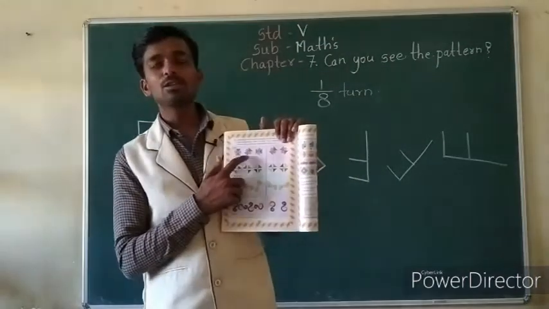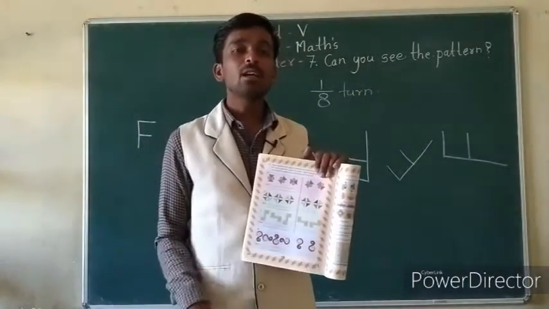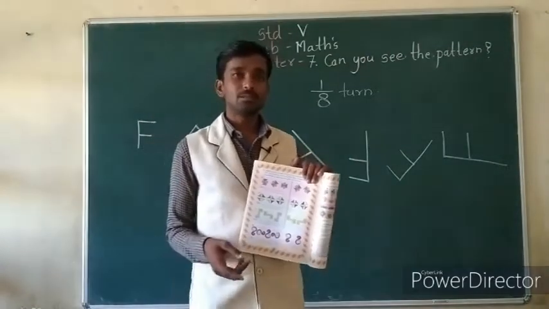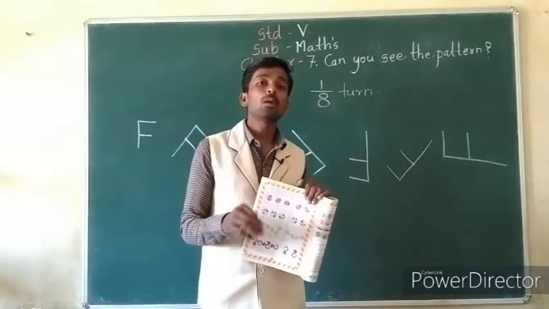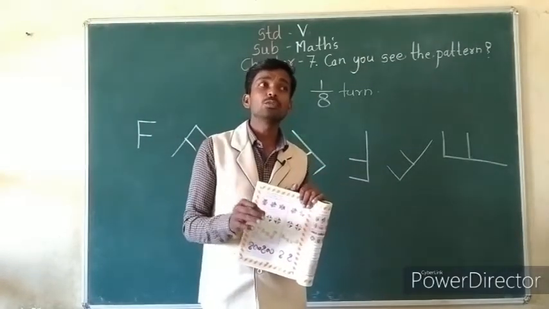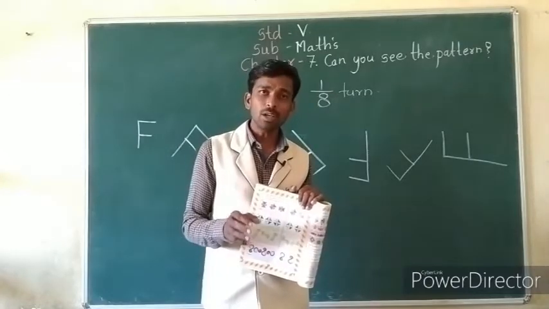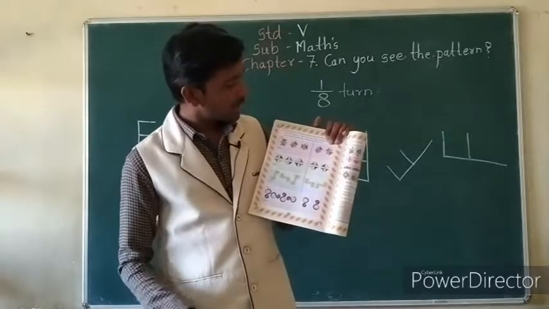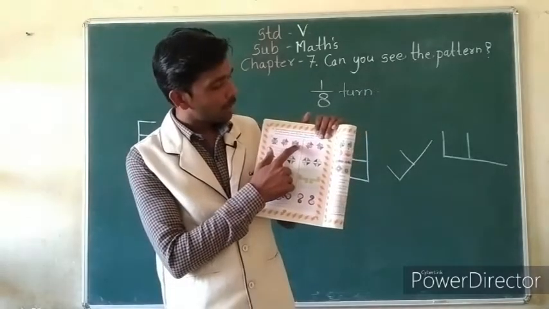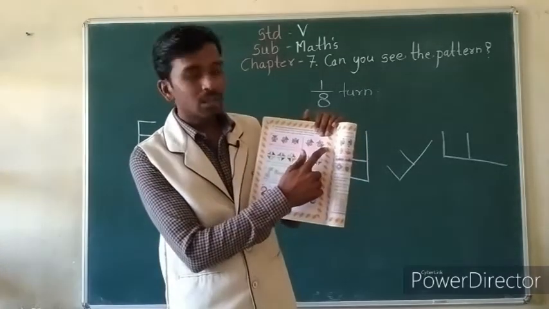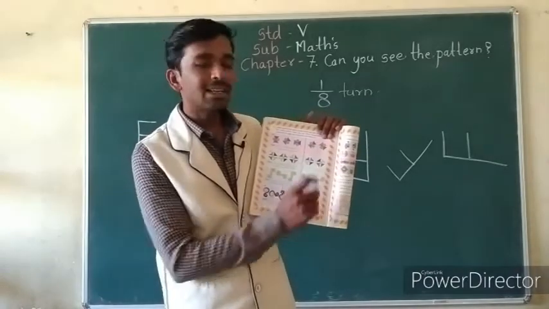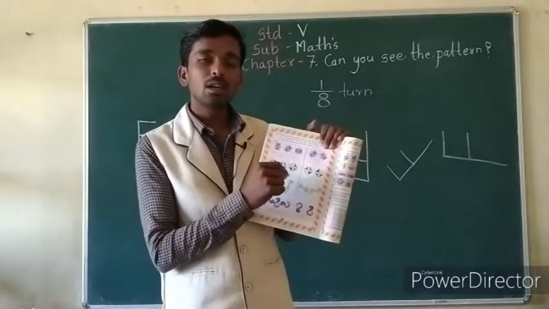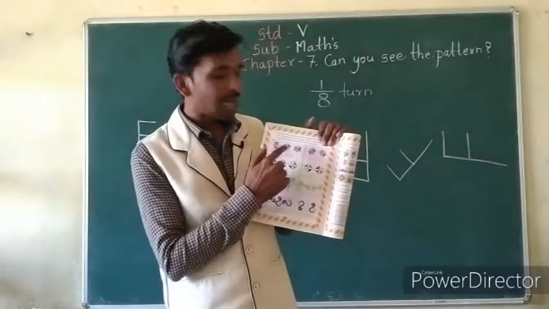Same pattern they can give us here. Means also here they can take 1/8 turn. That means that is 45 degree turn. Okay, so you can take that, and in that which one is the correct? See here the purple color. Okay, the purple color goes here. So this one, second one, that is correct. Okay, so you can tick mark here and write your rule.